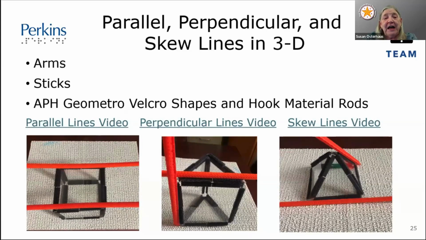I'm not sure that you can still get those orange sticks anymore. They might have been discontinued. I'm very sad. So if you have them, hold on to them. So we've got the APH Geometro Velcro shapes and hook material rods, if you can still get them. And in the first picture, we have parallel lines, and I have a video all about how to use those with parallel lines. Another one on perpendicular lines, and then a skew lines video using those. So please take advantage of those if you need a little lesson on that.